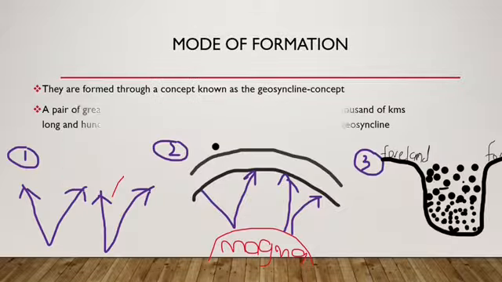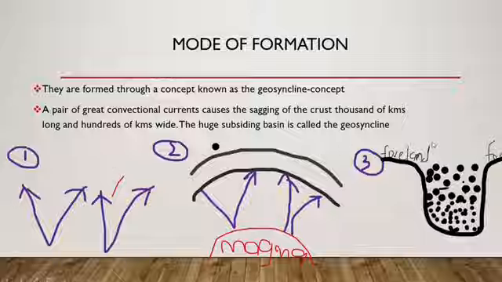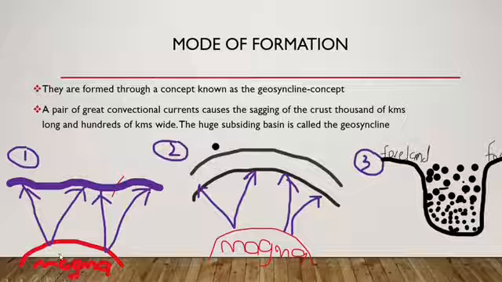Now let's look at the mode of formation of the fold mountain. Each of the diagrams here will be used to explain something, so let's kindly take note of that. Now, they are formed through a concept that we call the geosyncline concept. Deep within the earth crust, and here kindly bear with me, pay attention so that we get the understanding, there is a fluid sitting deep within the earth crust, which we all call what?